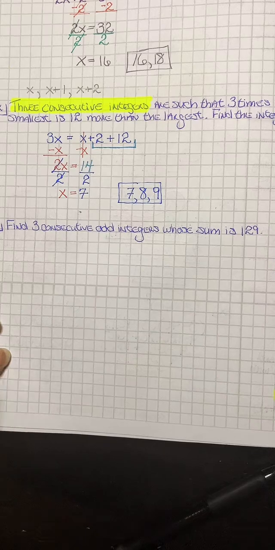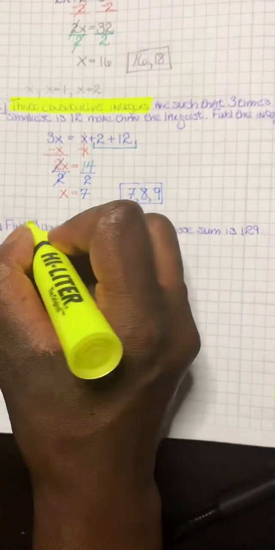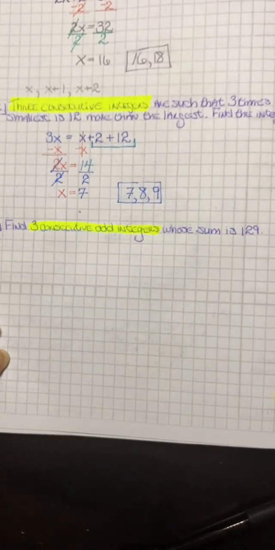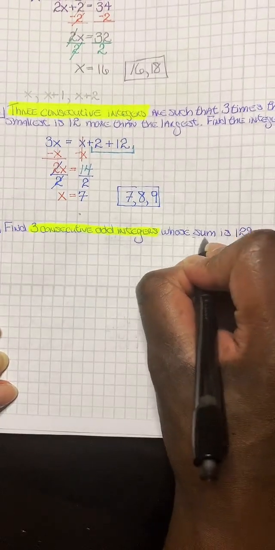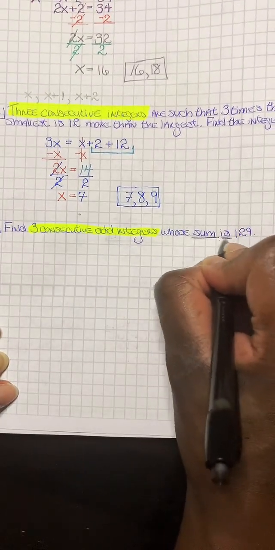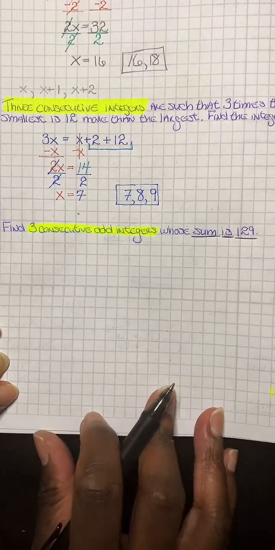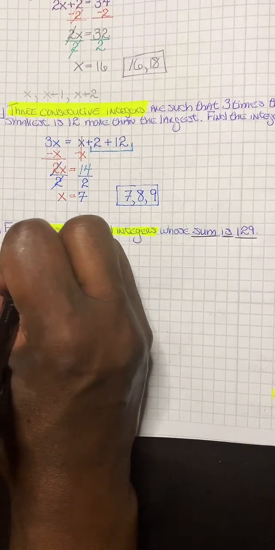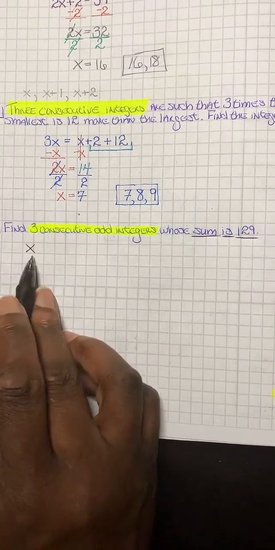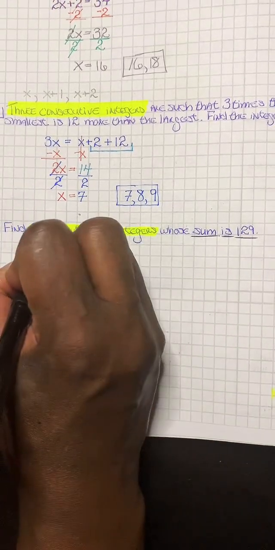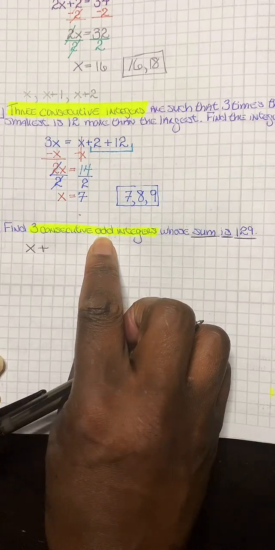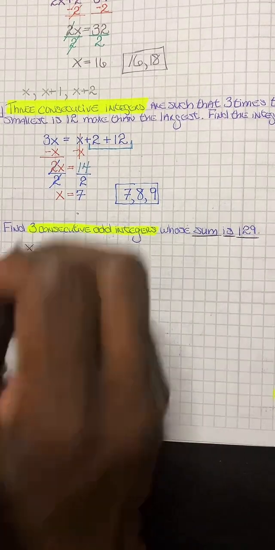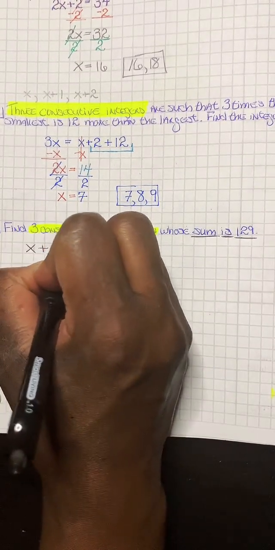So we are talking about highlighter 3 consecutive odd integers whose sum, so we're adding these together, equals 129. We don't know where they're going to start, so I'm going to use x. x is going to represent my first unknown number. Since I'm doing sum, that means plus. Since it's odd, in order to get from one number to the next, I have to add 2. So the next one would be x plus 2.